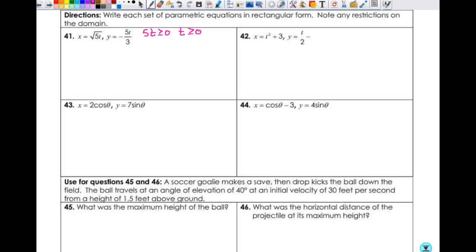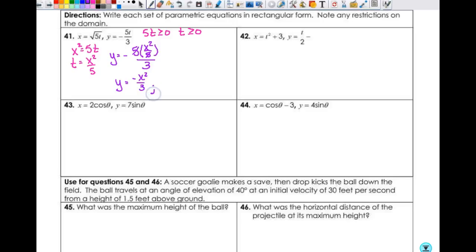Right? And now I'm going to have to solve one of these two for t. It doesn't matter which one, but let's go ahead and get rid of the square root. So if I square both sides, I'm going to get that x squared is equal to 5t. So t is equal to x squared over 5. Then I'm going to substitute that in here for t. And that's going to give me y equals negative 5 times x squared over 5, all over 3. Well, those 5's cancel out, so y is equal to negative x squared over 3.